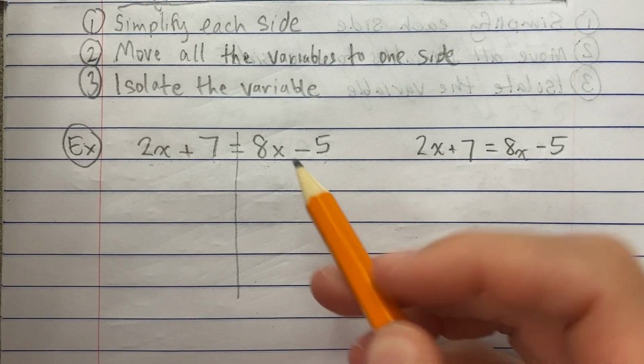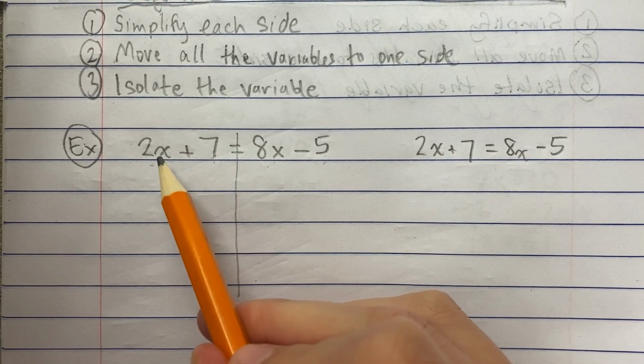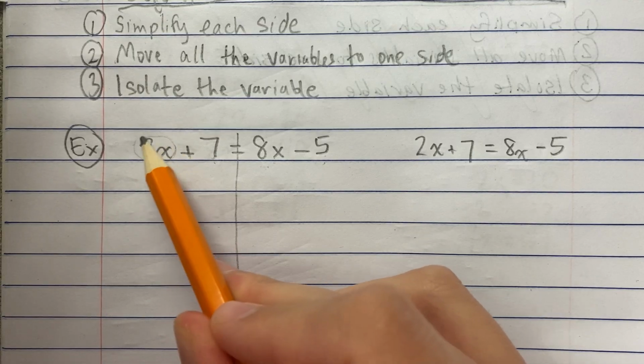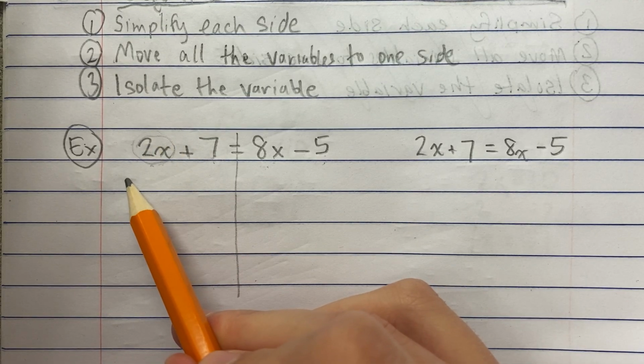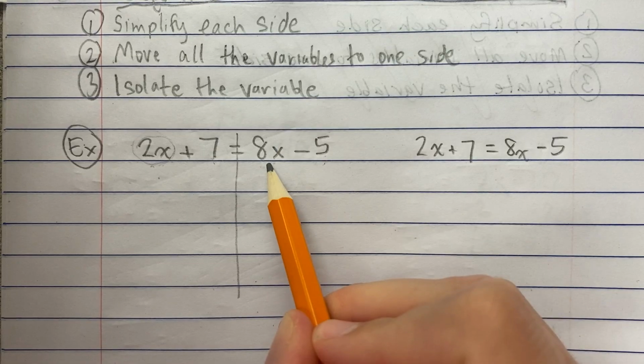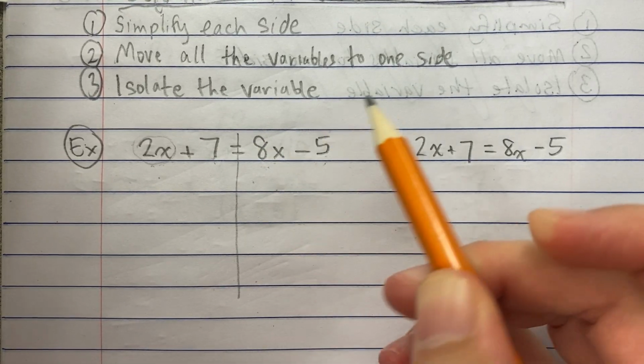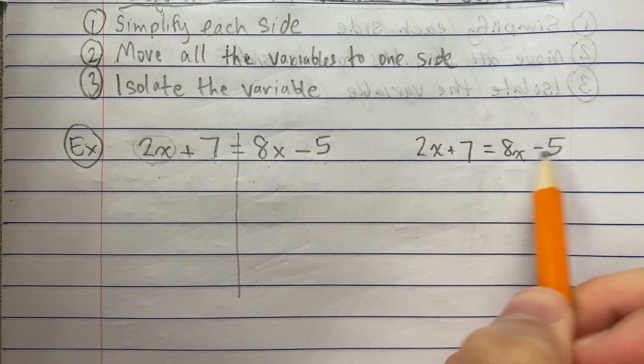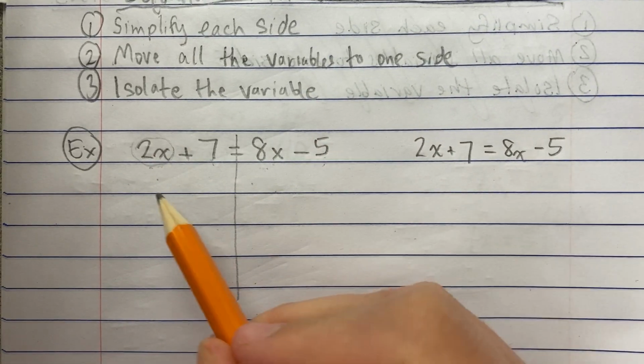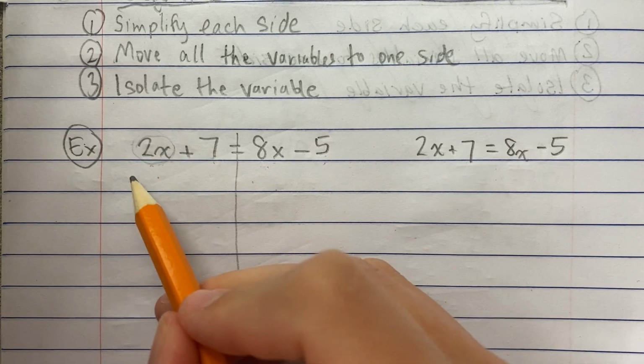Now, here's what I'm going to do. In order to get rid of the variables here, I'm going to subtract this whole term. So I can do minus 2x. I can also choose to get rid of the variables from here by doing minus 8x. Either one is totally fine. I'm going to do it both ways, and I'm going to point out why you would choose one way versus the other.